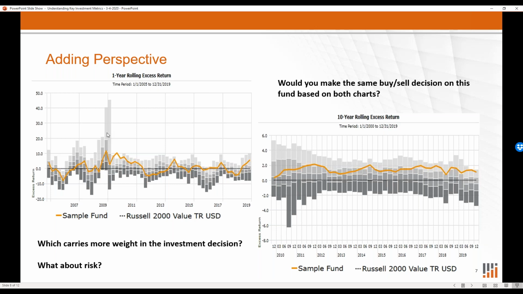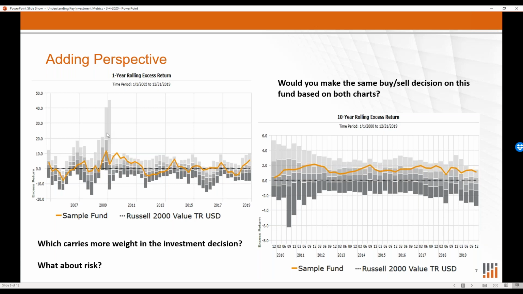The two charts that we have on the page, same exact template, and we're looking at the same metric, performance. But on the left, we're looking at rolling performance on a 1-year basis, and on the right side of the screen, we're looking at rolling performance on a 10-year basis. And the question that I've posed at the top of this slide is, would you as the viewer of these two charts make the same decision to buy or sell this investment based on both of the charts on the page? And if you're answering no, we would completely agree.